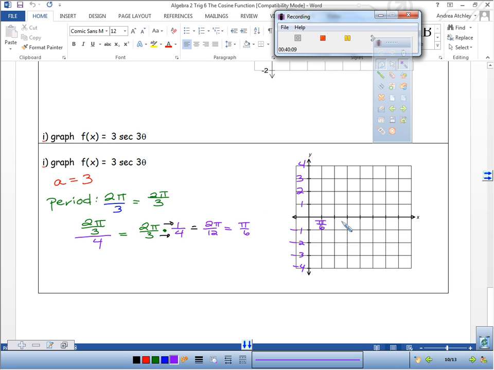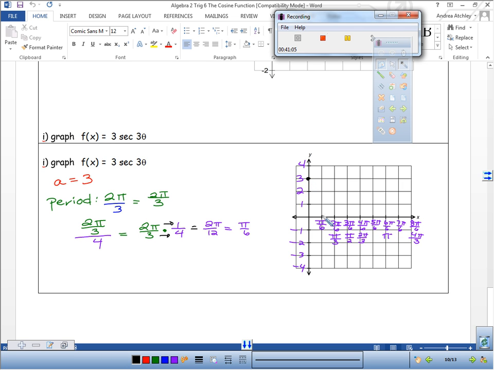What's the next one going to be then? 2 pi over 6, so pi over 3. Then 3 pi over 6, which is pi over 2. Then 4 pi over 6, 2 pi over 3. Then 5 pi over 6. Then 6 pi over 6, which is pi. 7 pi over 6. And finally 8 pi over 6, which is 4 pi over 3. Any questions over that? Then you just need to do the pattern of cosine.